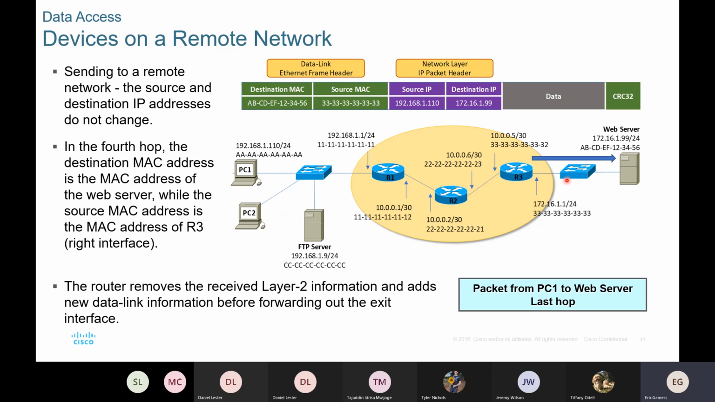For the 5 hops, the IP address will be the same, which means this will be the source IP address, 192.168.1.10, and this will be the destination IP address, which is 172.16.1.99, in all the hops. The only way that you can change IP addresses is if you have, for example, a NAT server. I'm sure you have heard about NAT, network address translation. NAT will change the IP addresses. But if you don't have a NAT server, normally we don't change the IP addresses, and they stay the same from the source to the destination.